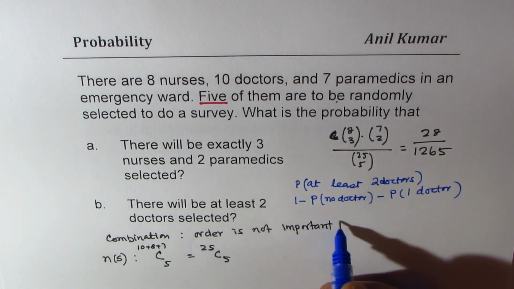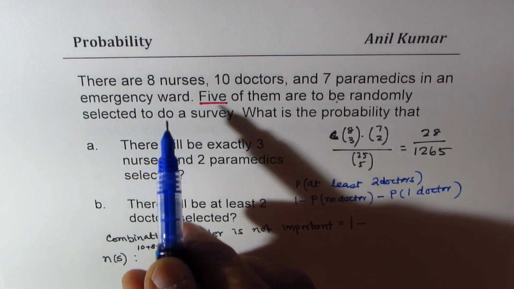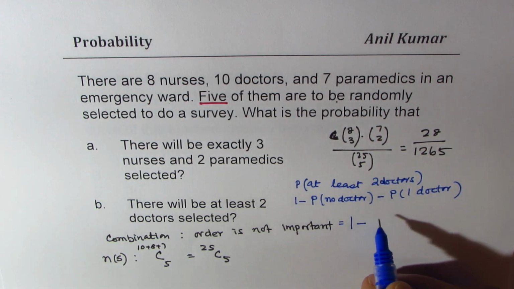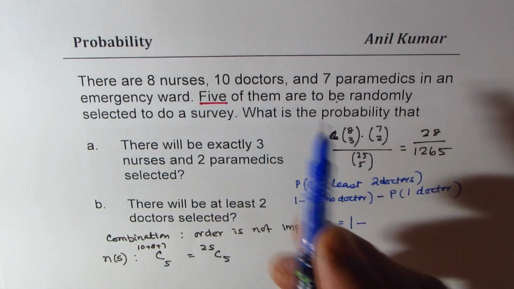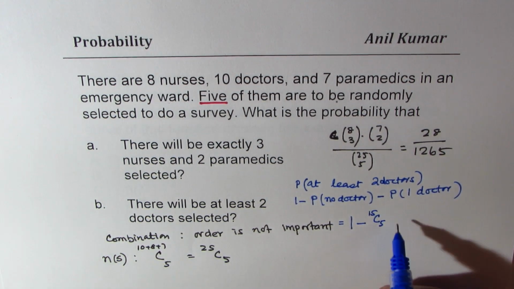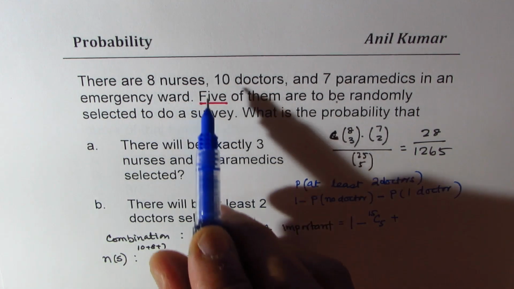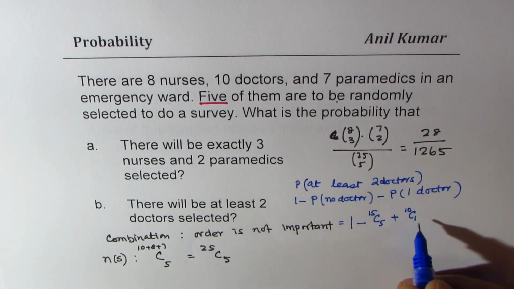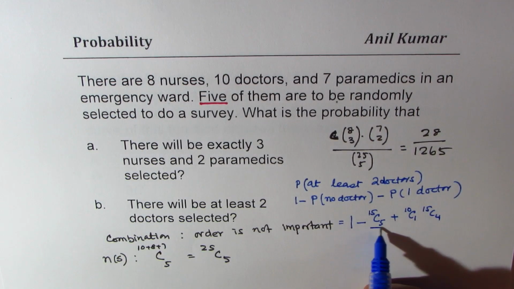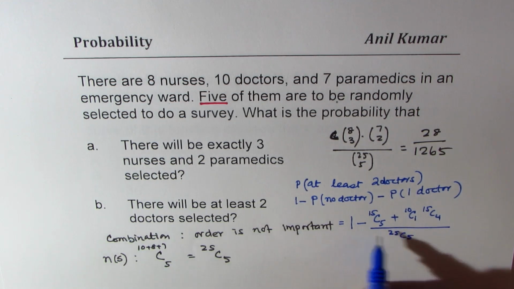So what we get here is 1 minus probability of no doctor. That means all 5 are selected from nurses and paramedics, which is 15. So we have 15C5. That is what the selection is. Plus 1 doctor means that you select 1 doctor out of 10. So from 10 you select 1. But other 4 are selected from 15. So 15C4, correct? Divided by total number of selections, which is 25C5. So that becomes your answer.